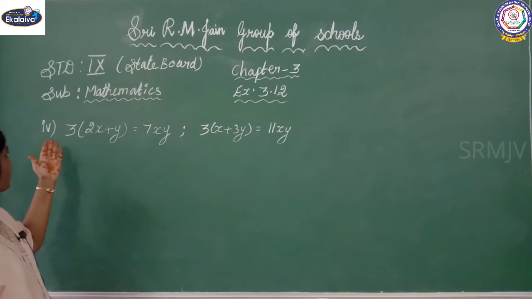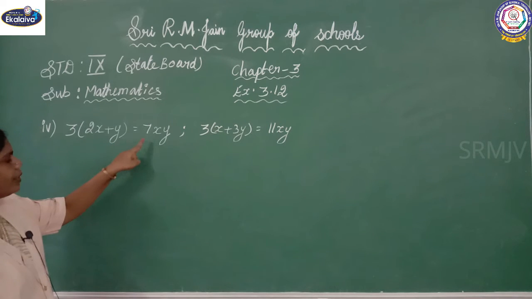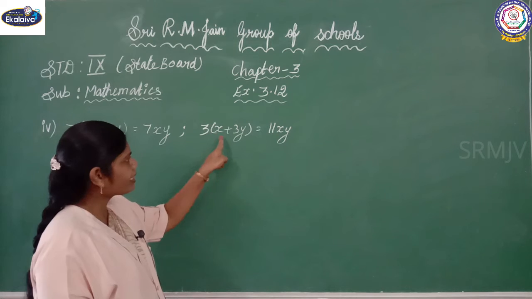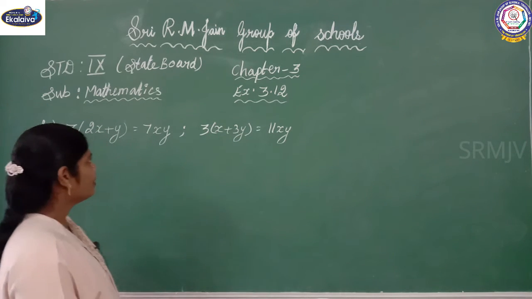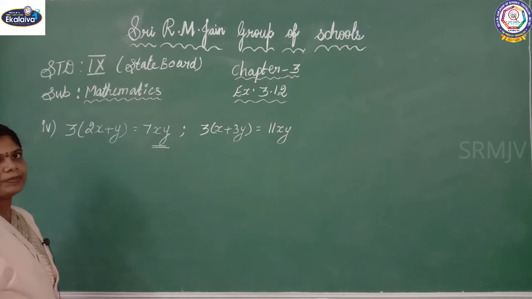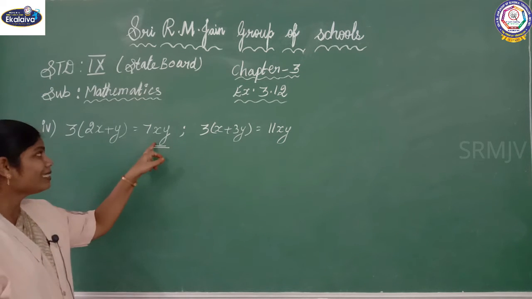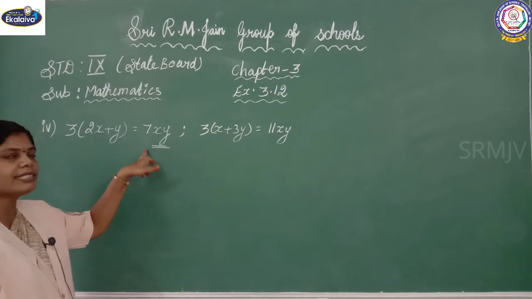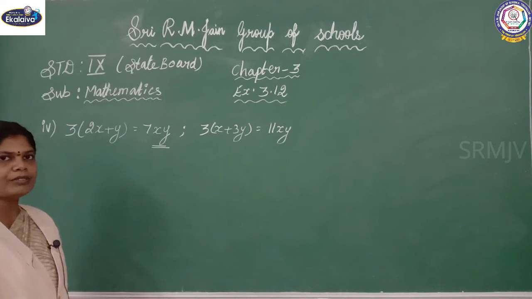Next question. 3(2x + y) = 7xy, 3(x + 3y) = 11xy. See here, the xy term is there, so we need to eliminate it first. How to cancel this? We have to divide the whole equations by xy only. We can cancel this. First we will do that.